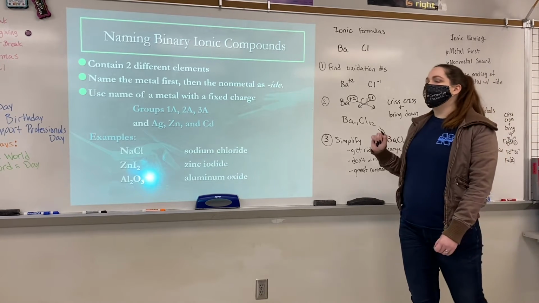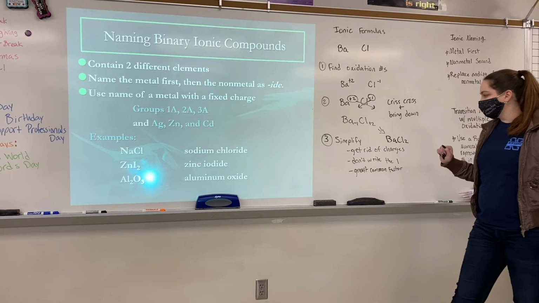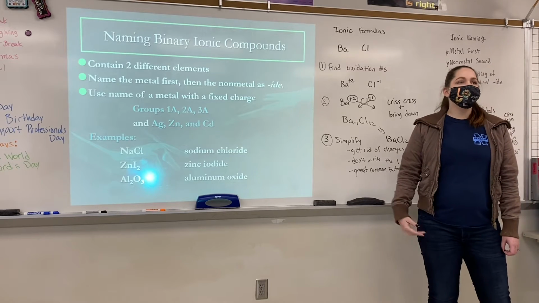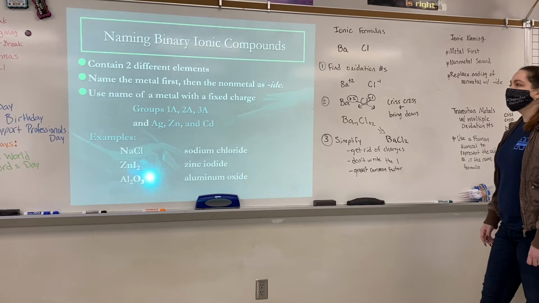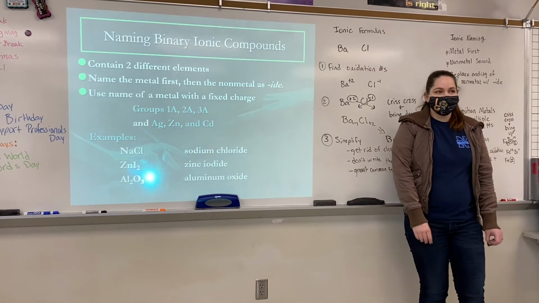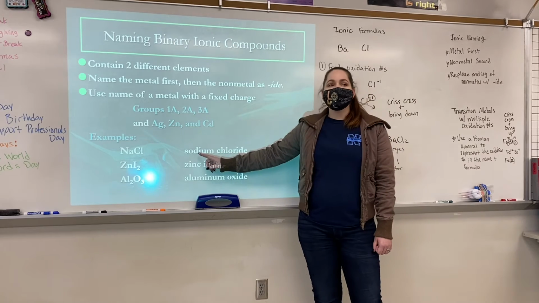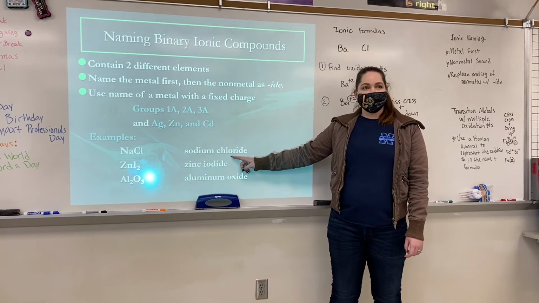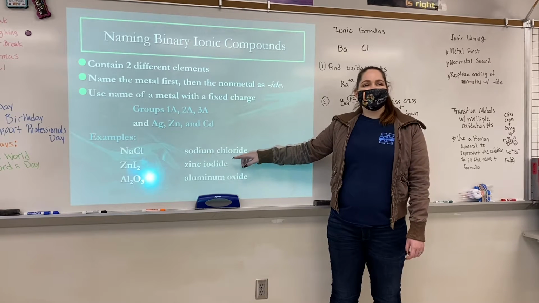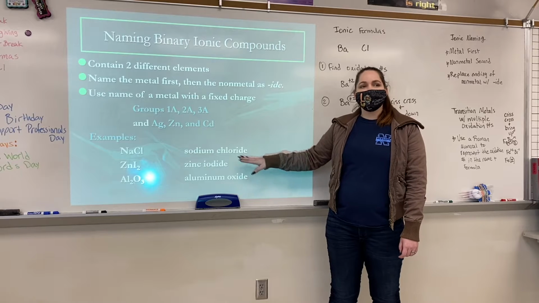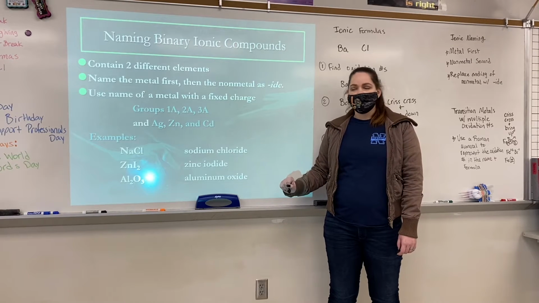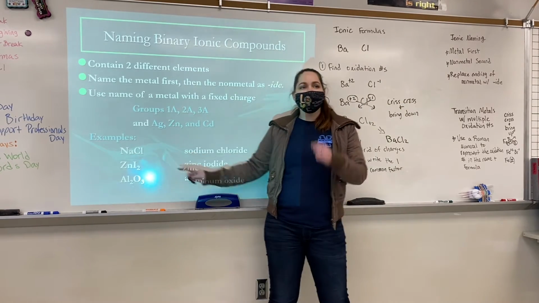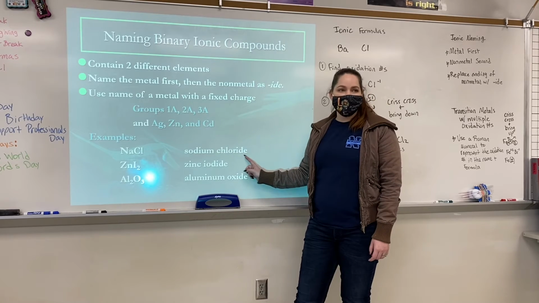So now, how do we name ionic compounds? Let's say I give you an ionic compound, BaCl2, and I want you to name that compound. When you name ionic compounds, it's very easy. All you have to do is write the name of the metal, so your metal goes first. Write the name of your nonmetal, which goes second. Take the ending off of the nonmetal and replace it with IDE. That's it. So if you have an ionic compound between sodium and chlorine, that compound's name is sodium chloride.